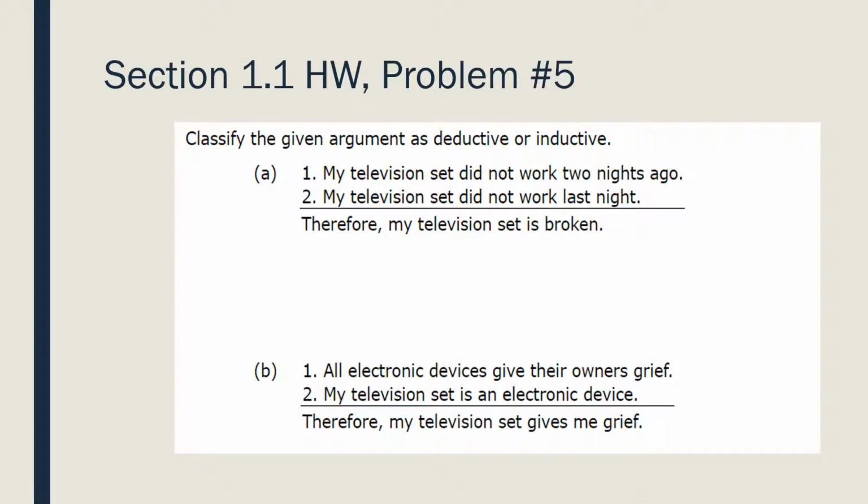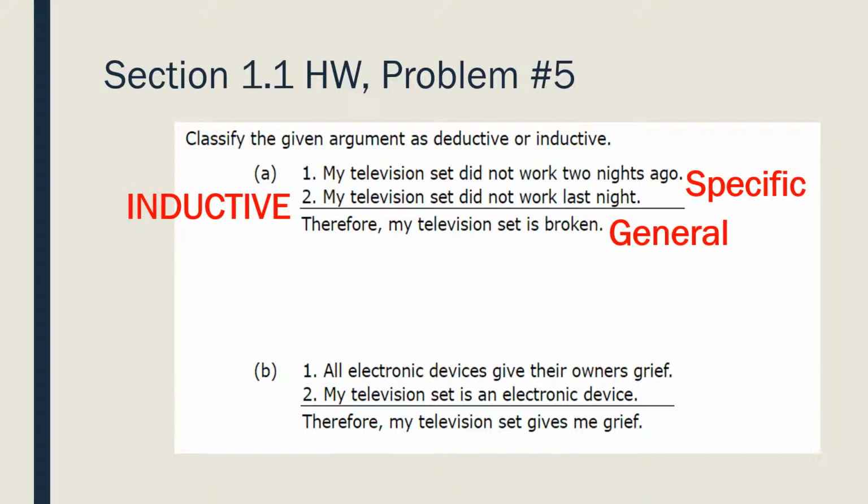Alright, so let's go back to our problem. Let's look at part A. It says, my television set did not work 2 nights ago. And then our second premise is that my television set did not work last night. So those are specific instances or specific statements. And then their conclusion is that my television set is broken. That's a general statement. So if you're going from specific to general, that's inductive reasoning.